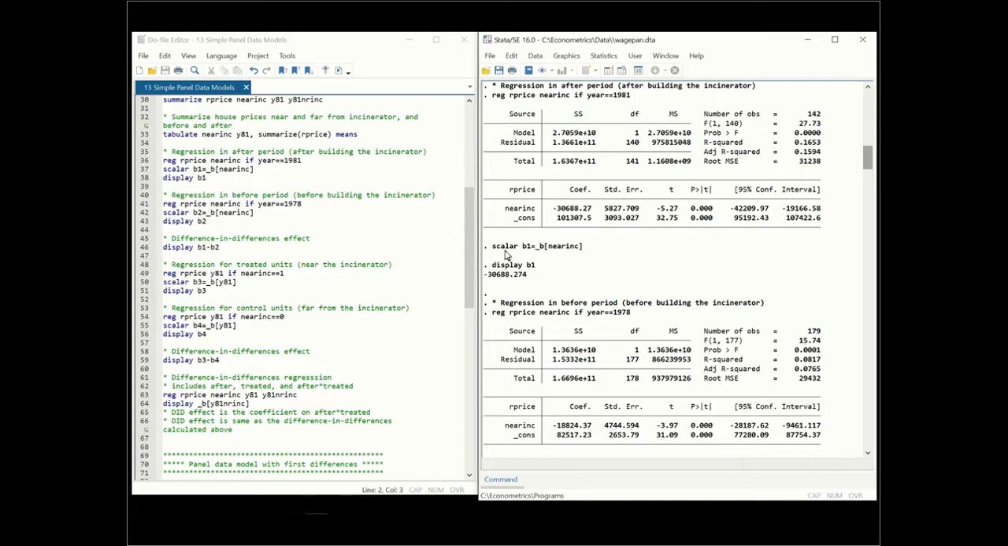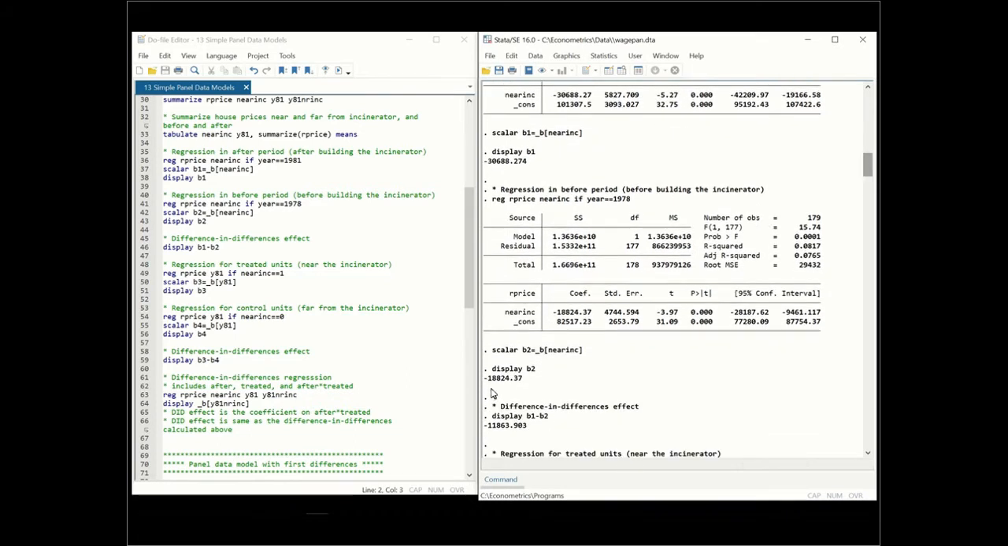So here the scalar is picking up the coefficient on near incinerator. This coefficient is now stored in memory, and the same thing, this coefficient here would be stored in memory as well. To calculate the difference in differences effect, we would simply take this coefficient minus this coefficient here, and then we would have minus $12,000. So this is how we can manually do the difference in differences by estimating one regression in the before period and one regression in the after period.